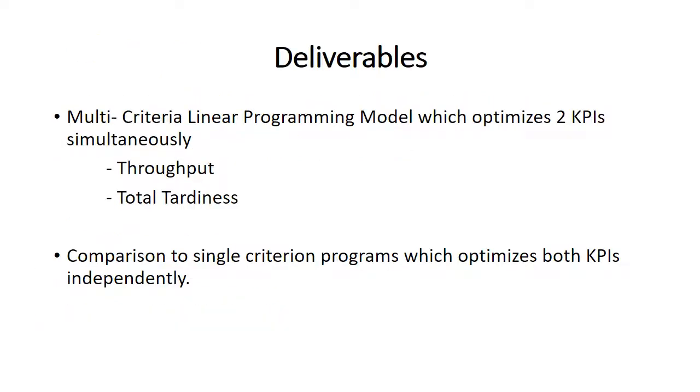So here are my deliverables for my senior project. I will be creating a multi-criteria linear programming model which optimizes two KPIs simultaneously. These two KPIs are throughput and total tardiness. I will then be making a comparison to single criterion programs which only optimize one KPI at a time. For example, I will be comparing the output of the multi-criteria model to the single criterion throughput model and to the single criterion total tardiness model.